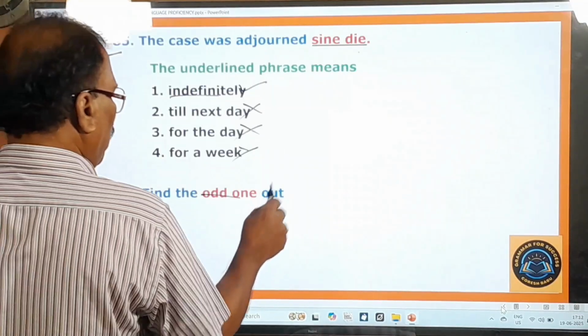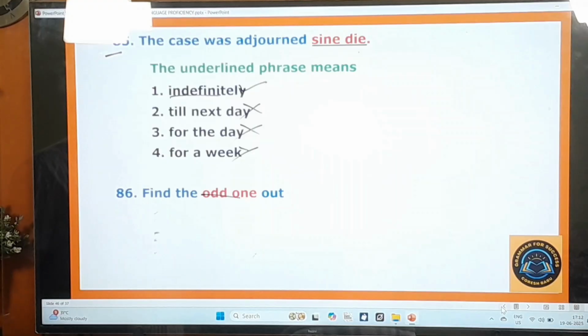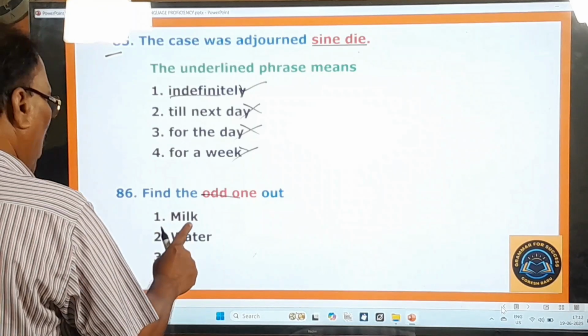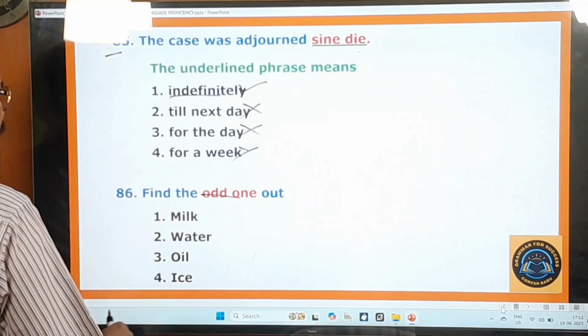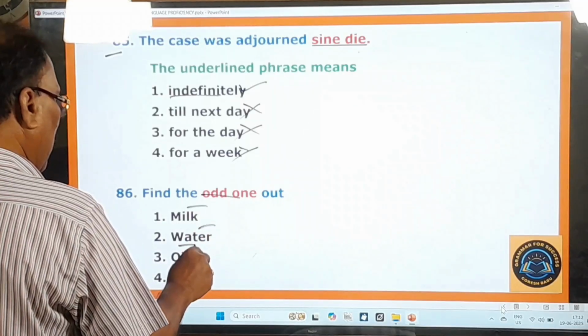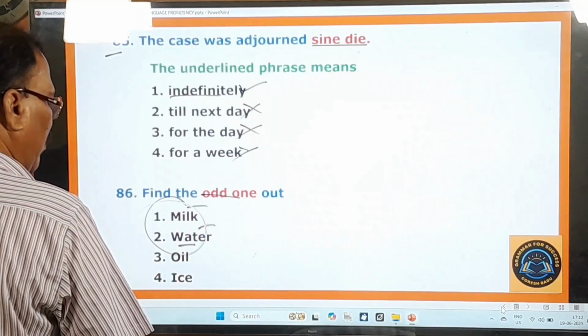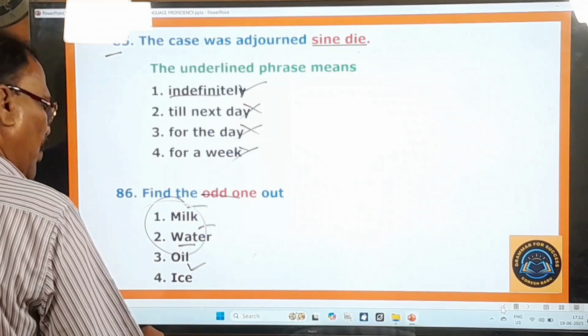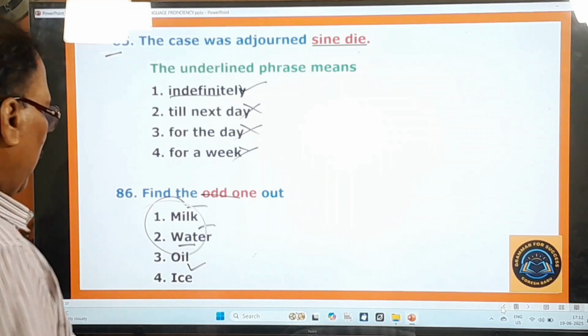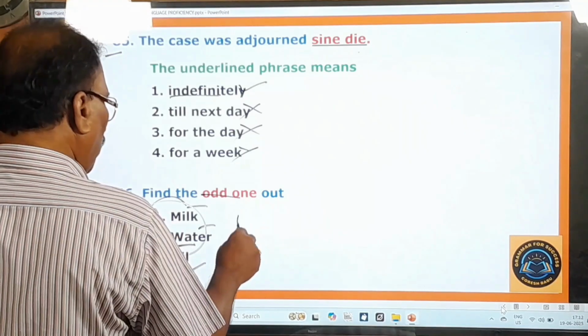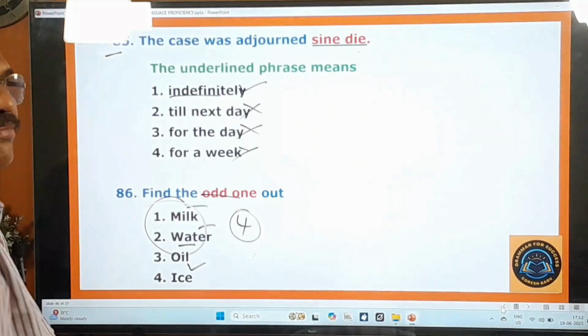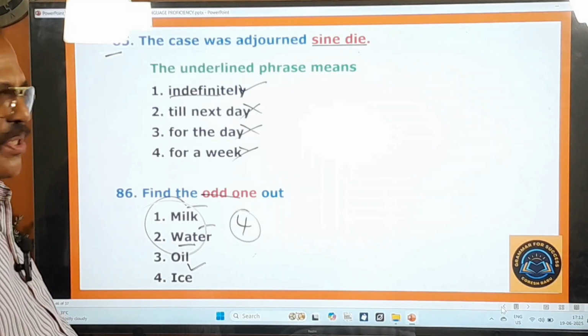Find the odd one out. What is that odd one? Here you have milk, water, oil, ice. And here milk, water, oil, all these are liquids, you know very well. Okay, and this ice is not a liquid, it is a solid, and that's why this is the odd one out. Therefore your answer is the fourth one, and you move on to other questions.